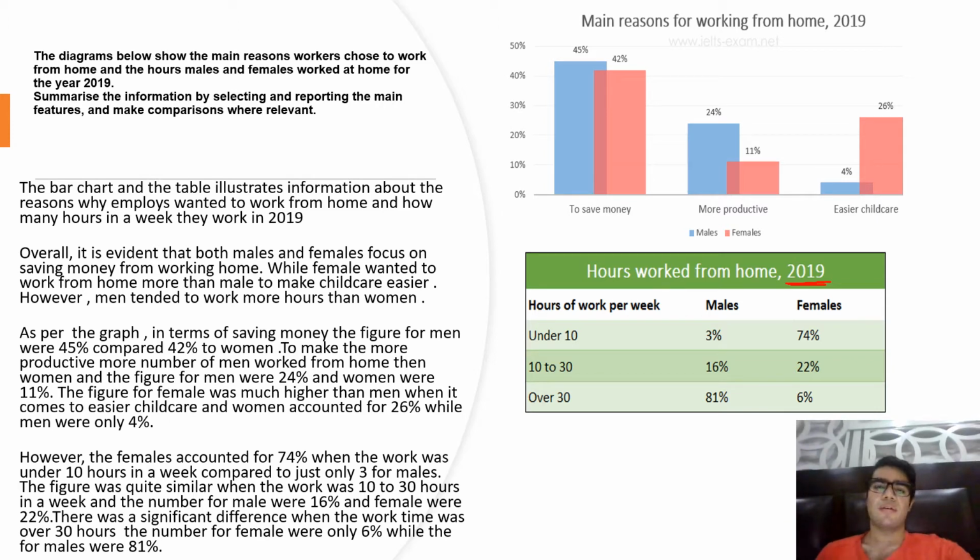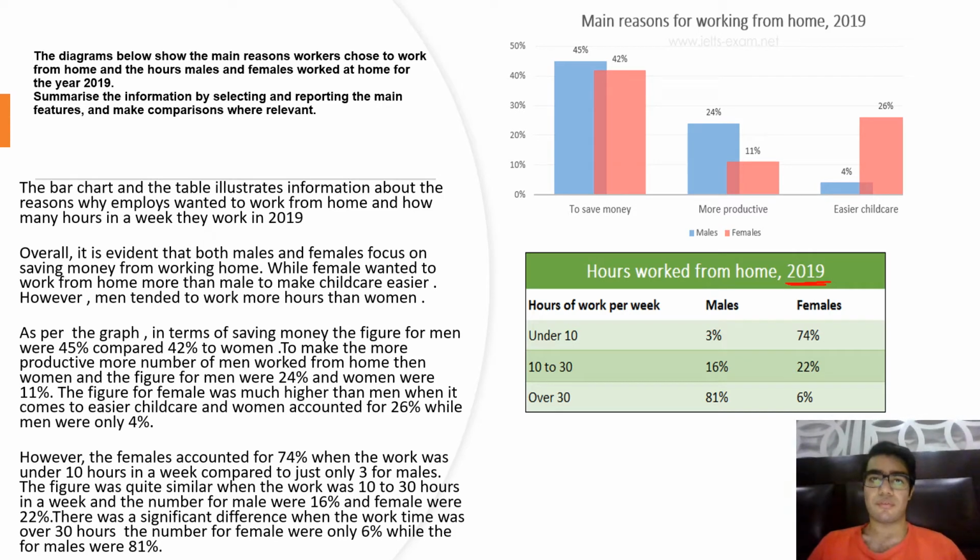So again, we could write an introduction like this. The bar chart shows the primary reasons why employees work from home in 2019, while or whereas or and the table shows how many hours males and females worked from home in 2019. Okay, and that would be like a three band introduction. By three band I mean like perfect introduction, because in a report the total number of bands that you can get is three.